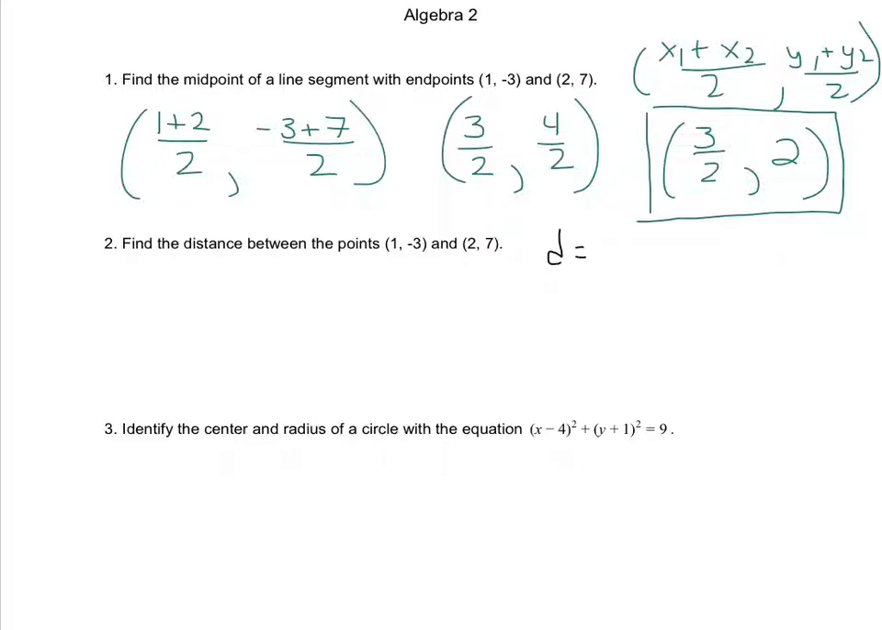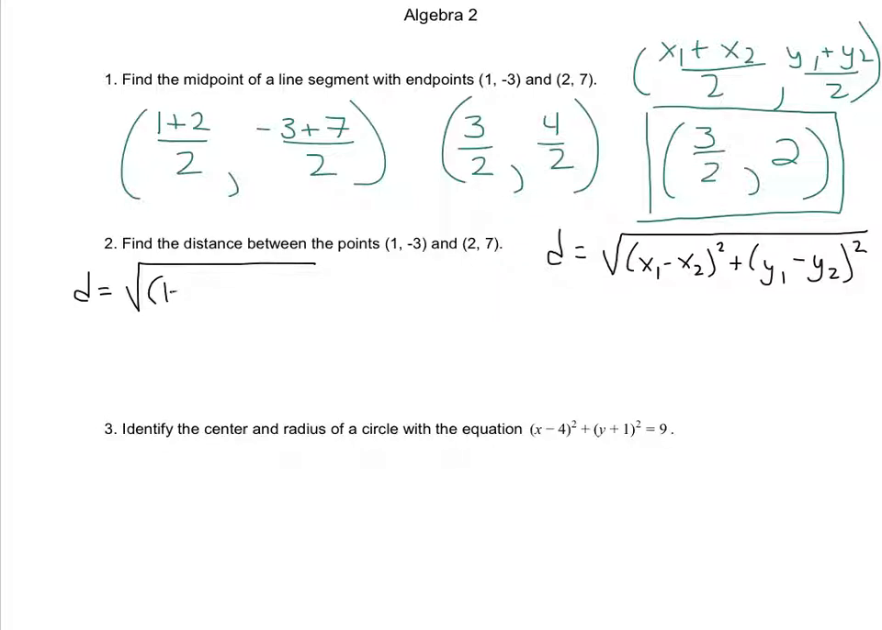If you remember what that formula was, it was the square root of x1 minus x2 squared plus y1 minus y2 squared. So again, we're subtracting the x's, squaring them, subtracting the y's, squaring them. So if I use these 2 points we're given, I would say 1 minus 2 squared plus negative 3 minus 7 squared. So 1 minus 2 is negative 1 squared. Negative 3 minus 7 is negative 10 squared.